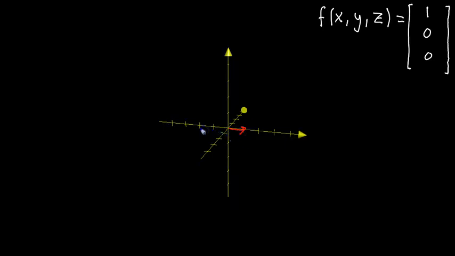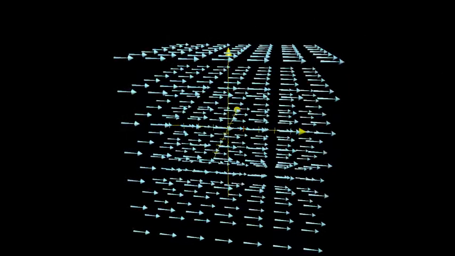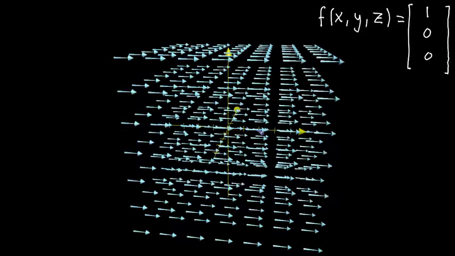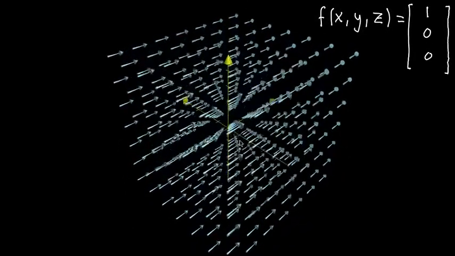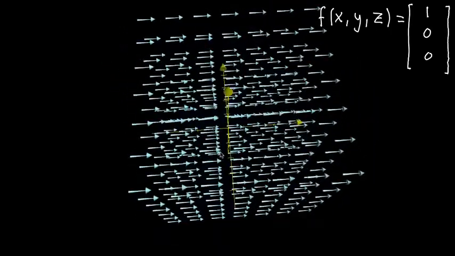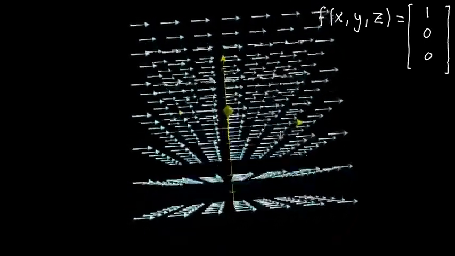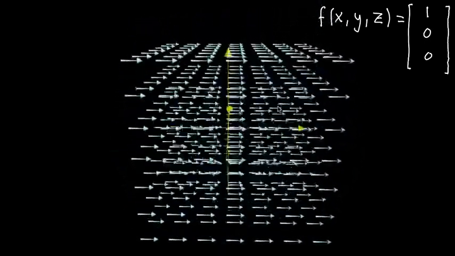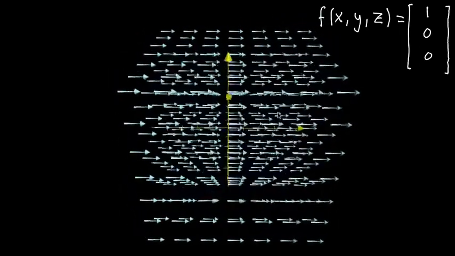And when we do this at every possible point, well, not every possible point, but a sample of a whole bunch of points, we get a vector field that looks like this. At any given point in space, you get one of these little blue vectors, and all of them are the same. They're just copies of each other, each pointing with unit length in the x direction.